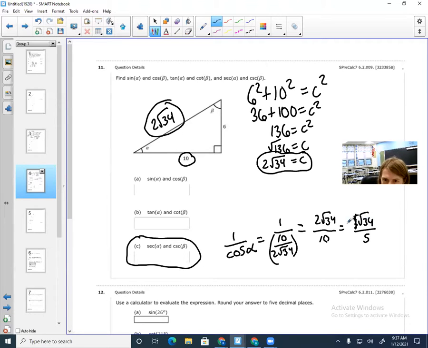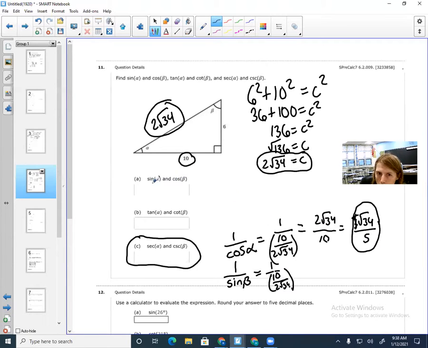Now, here's something very interesting. I'm gonna go ahead and start with this answer, and I think you guys will understand once I go through it. This one says cosecant. So that'd be sine, and it's looking at a different angle. That's B up here. We're looking at B this time. Well, sine of B would be 10 over 2 radical 34. Wait a second. These are the same thing. I don't need to do any more work. I already know the answer for both of them. They're both radical 34 over 5.